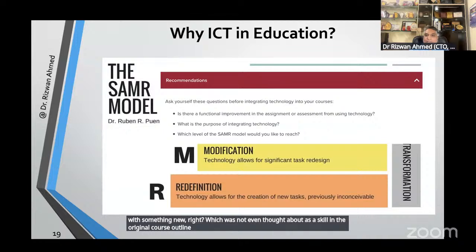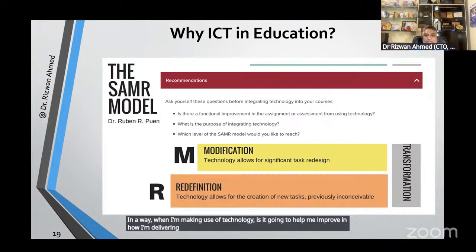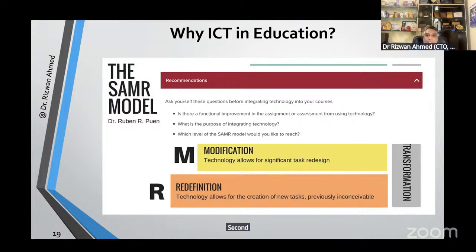And the last part is, when we use the SAMR model, there are certain specific recommendations which are very important as instructors. So when you are trying to make use of the SAMR model, you need to ask yourself three questions. When I'm making use of technology, is it going to help me improve how I'm delivering the content, how the assignments and assessments would be delivered by the students, and are they not going to be facing any challenges around that? That's the first thing you need to ask when you're designing the implementation of the SAMR model in your own courses. Second is why we are trying to integrate technology.